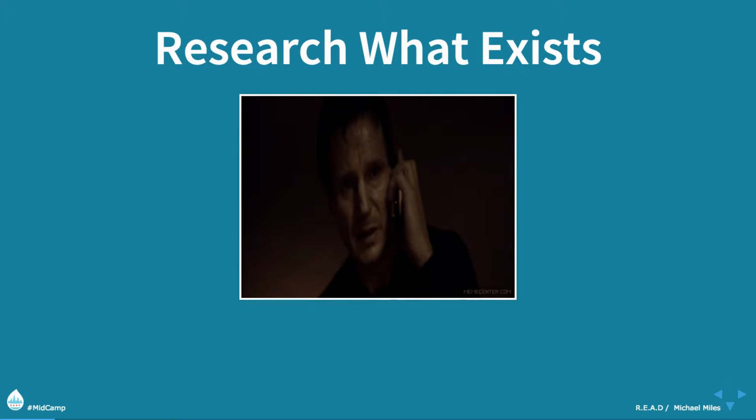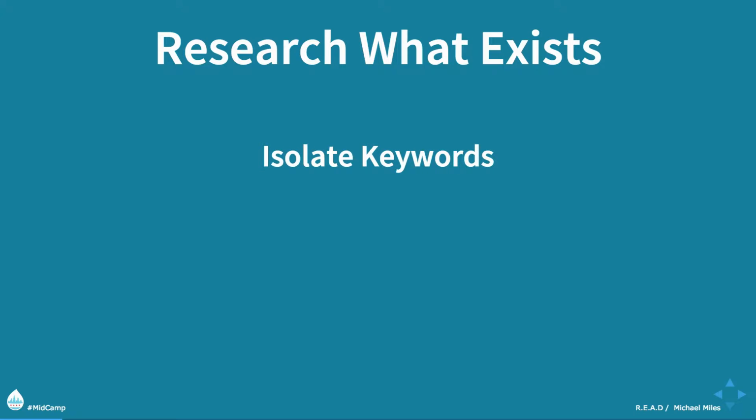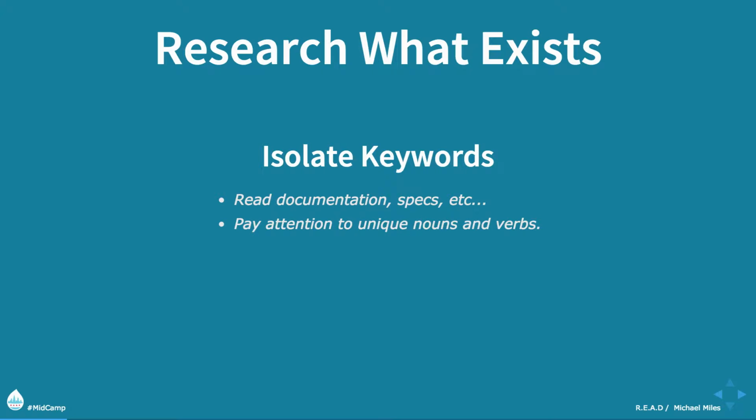So, research what exists. Like I just said, this step is all about where and how to find modules. I love my GIFs. It took me the most time to make the right GIFs for this presentation. The first thing you want to do is isolate keywords. Read any documentation, user stories, technical specs, emails, client communications, meeting notes, anything you have, and start paring down and paying attention to unique nouns and verbs. That is, what you're trying to manipulate and how you're trying to manipulate it.